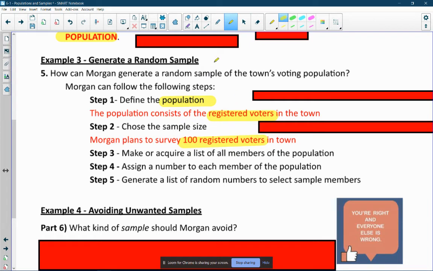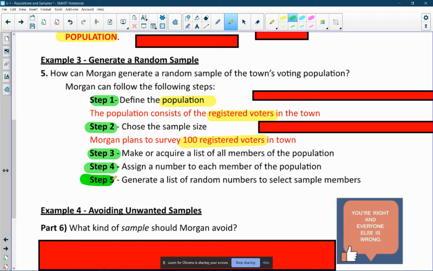So once you choose your sample size, we have step 1 here, step 2, step 3, to make a list of all of those people. I'm sure she can acquire all of the people that live in her town, okay? And what she's going to do next is step 4. She's going to give each one of those people a number, 1 through 2,400.